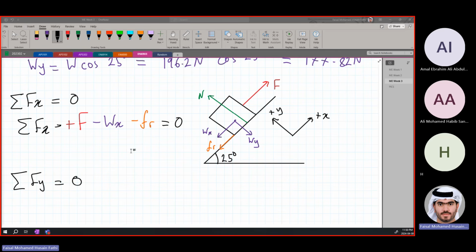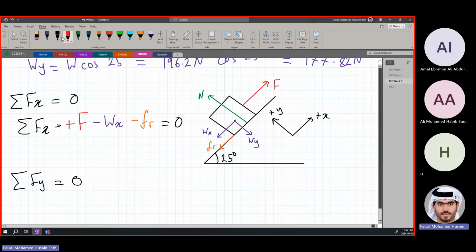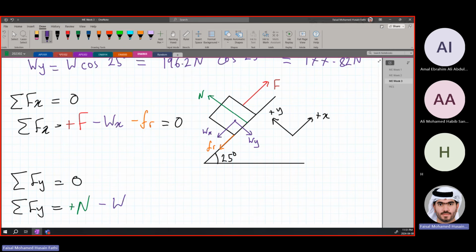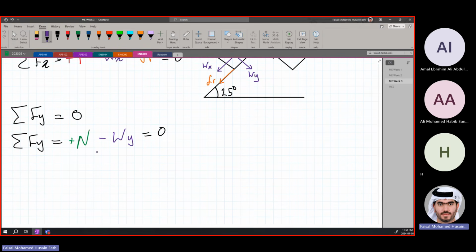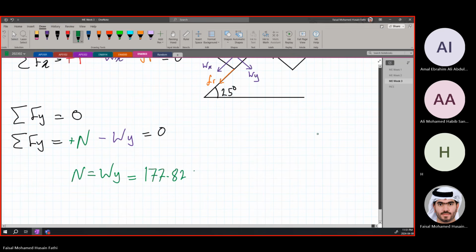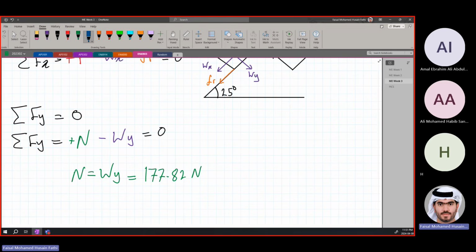Sigma Fy is equal to 0. Same thing. Sigma Fy is going to be equal to positive N minus Wy, and it's also going to be equal to 0. If we solve this now, we can solve sigma Fy. So we know that N is equal to Wy, which we found to be 177.82 newtons. All right. Now we just need to find our mu.